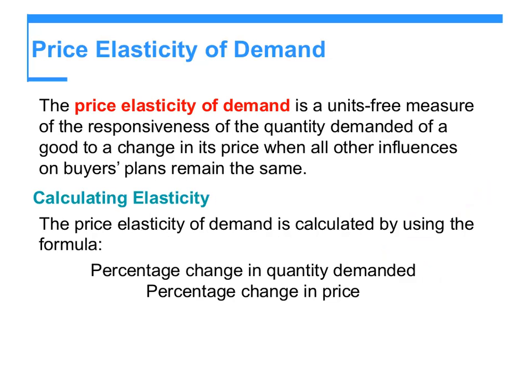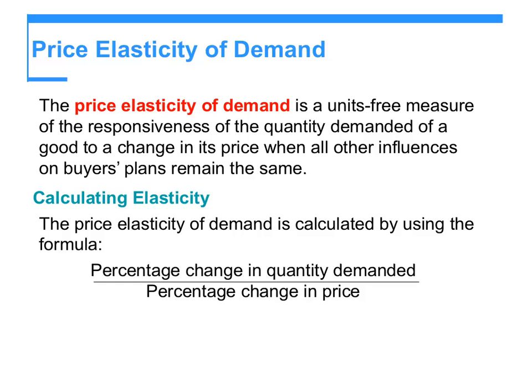Price elasticity of demand, what is that? The price elasticity of demand is a units-free measure of the responsiveness of the quantity demanded of a good to a change in its price when all other influences on buyers' plans remain the same. As you can see, how do you calculate this elasticity? This is the formula, a very simple formula here. The price elasticity of demand is calculated as the percentage change in quantity demanded divided by the percentage change in price. As you can see here, we don't say whether it's a positive change or negative change. We just see the changes. So whether it's positive or negative, we don't really pay attention to that. We just see the percentage over the percentage, okay? So it's unit free, that's why we call it unit free.